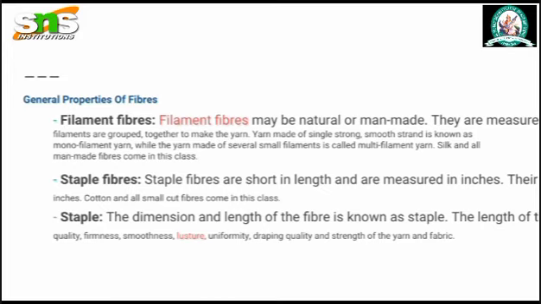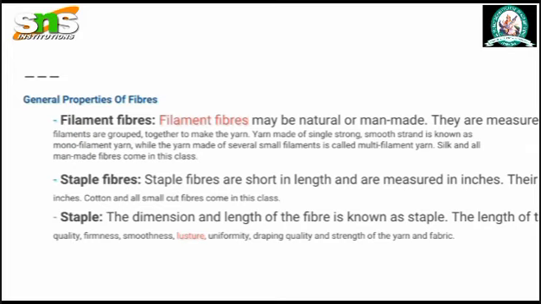General properties of fibers. Filament fiber. Filament fiber may be natural or man-made. Filaments are grouped together to make a yarn. Yarn made of a single strong, smooth strand is known as monofilament yarn, while the yarn made of several small filaments is called multifilament yarn. Silk and all man-made fibers come in this class.